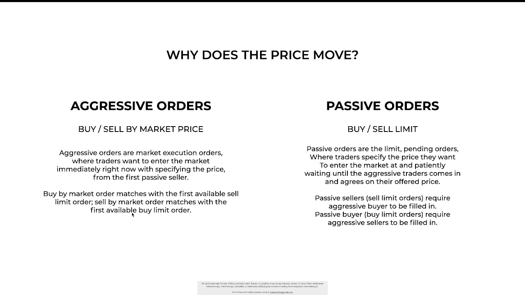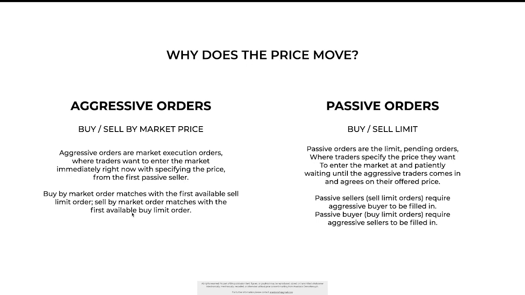All right. And this is how they get it filled, right? Buy by market orders match with the first available sell limit order. And the sell by market orders match the first available buy limit order. Okay, so aggressive orders always match with passive ones.